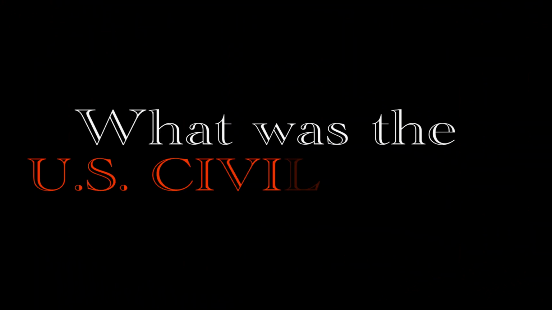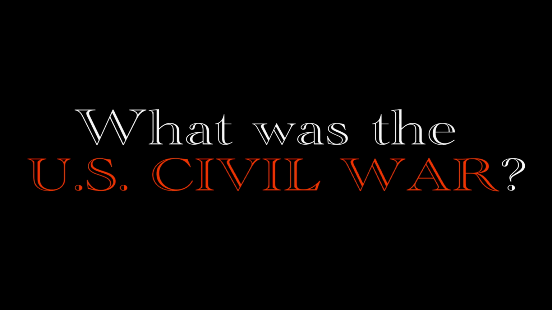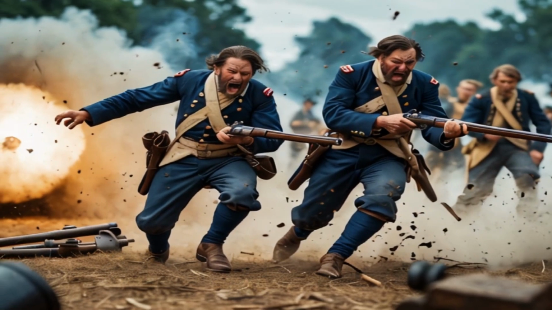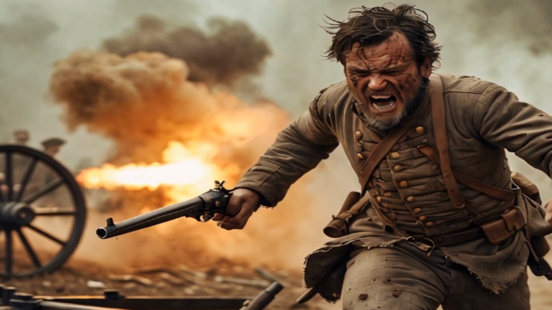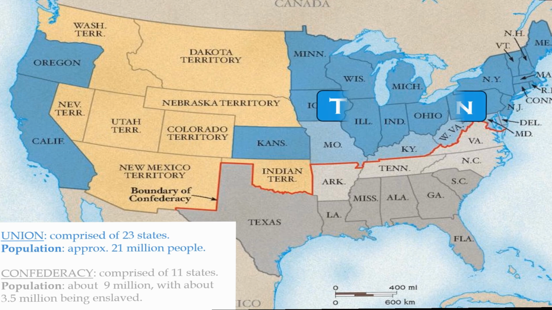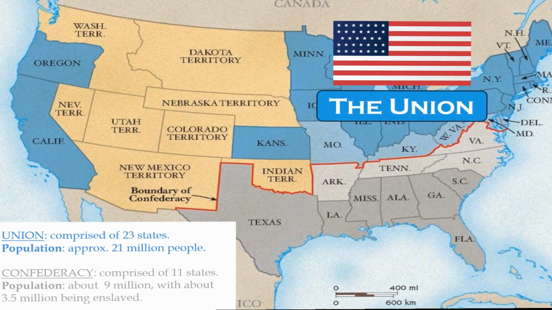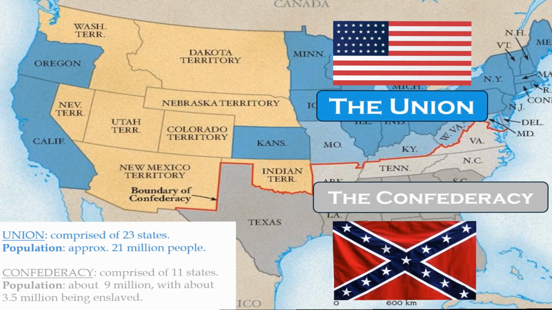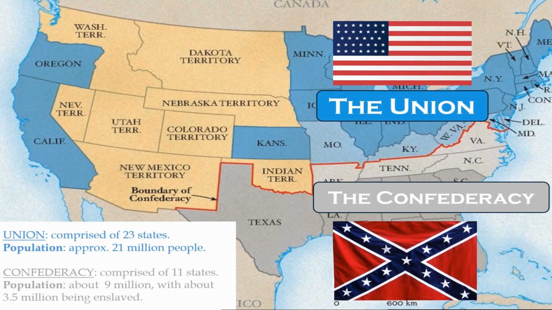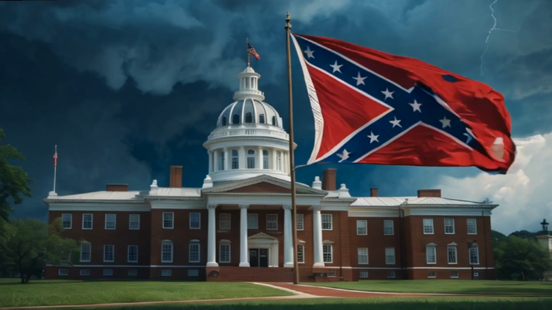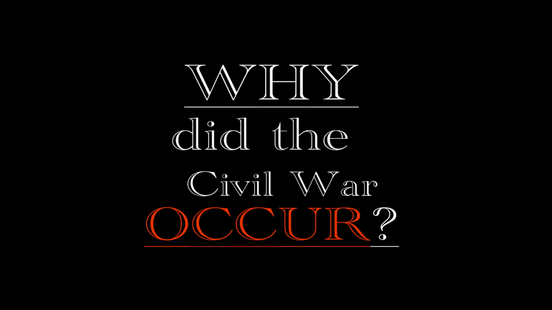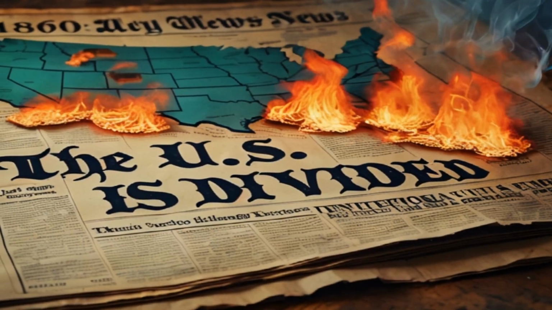What was the Civil War? The U.S. Civil War, fought from 1861 to 1865, was a violent conflict in which Americans were fighting Americans. The country split in two. The northern states, the Union, clashed with the southern states, the Confederacy, who had decided to break away from the United States and form their own nation. The Civil War occurred due to a mix of political, economic, and social tensions.